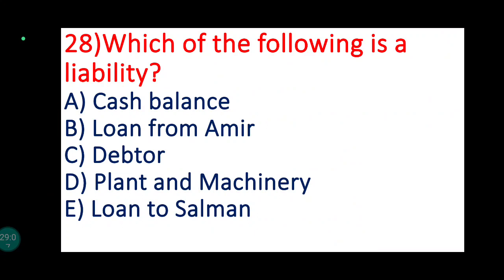So point number 28, which of the following is a liability? Liability, as I told you, means if the business owes some amount to a third party, it is known as liability. Assets means property of the business. So cash balance of course is not a liability. Debtors means if you are selling goods to any customer on credit, so the amount is receivable from that customer, they are known as debtors. So if the amount is receivable from them, they become your asset. Debtor is your current asset.